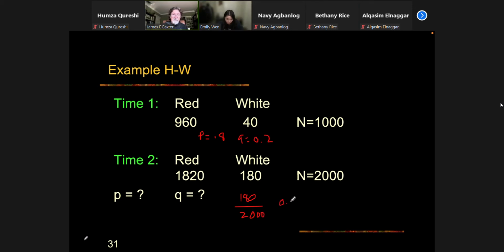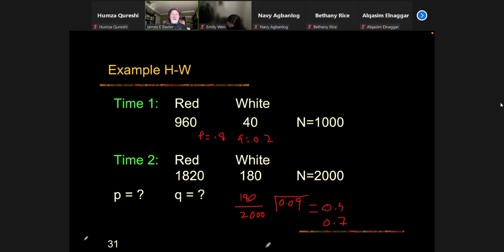0.09. Okay, that's Q squared. So we have to take the square root of that, and that is what? 0.3. Okay, 0.3. So that means that P has to be 0.7, right? Because 1 minus Q will give us P.